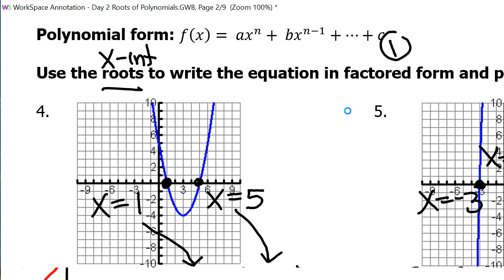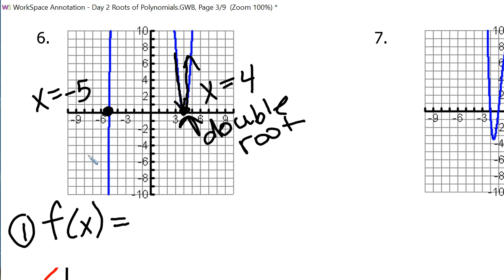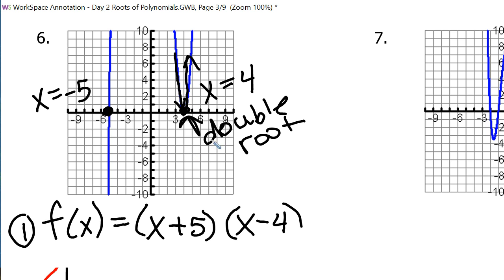But if it touches the x-intercept and goes back the way it came, it's called a double root. Now let's see what it looks like for factored form. So for factored form, instead of the negative 5, that changes to x plus 5. And for the double root, it's a positive 4, so I changed that to minus 4. And if it's double, you write it down twice.